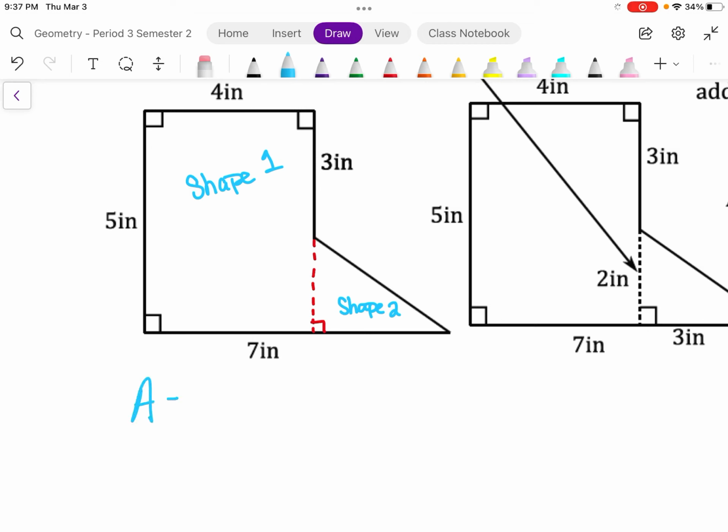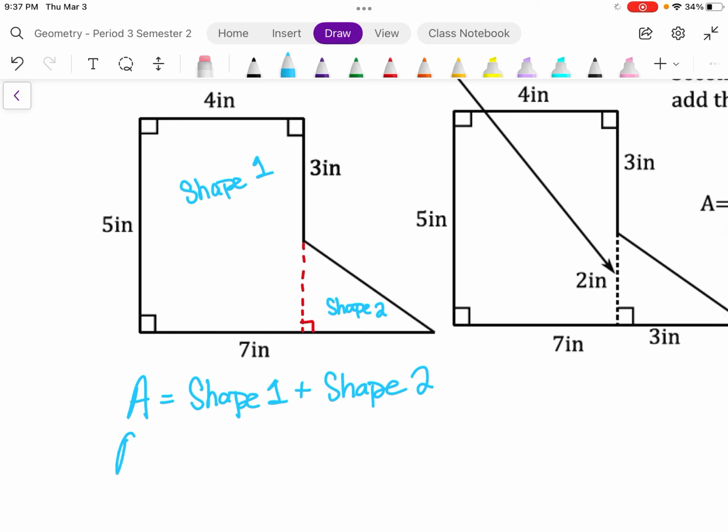So to find the total area, we're going to find the area of shape 1 and we're going to add that to the area of shape 2. So for this one, we have a rectangle. And to find the area of a rectangle, we take the base times the height, or length times width. We have 4 for a length and the width of 5. So to find the area of that shape, we're going to take 4 times 5.